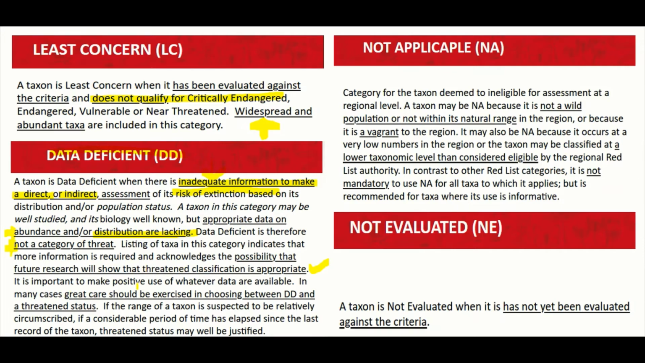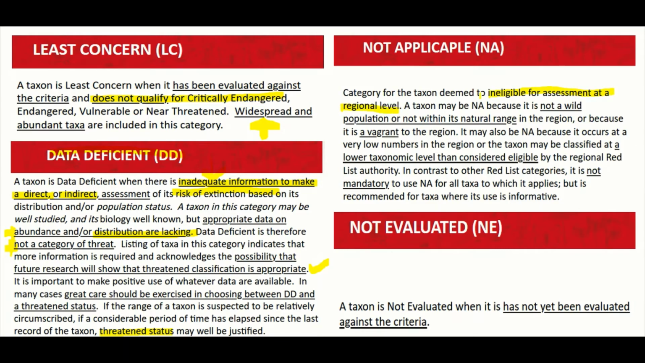However, it is important to make positive use of whatever data is available, and in many cases great care should be exercised in choosing between DD and a threatened status. If the range of a taxon is suspected to be relatively circumscribed, or if a considerable period of time has elapsed since the last record of a taxon, then the threatened status may be more justified. Circumscribed means restricted.